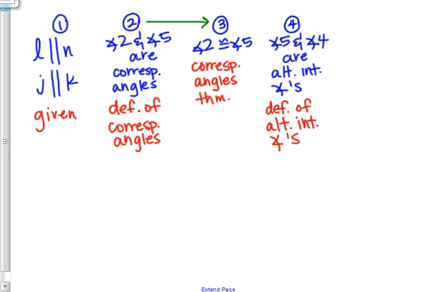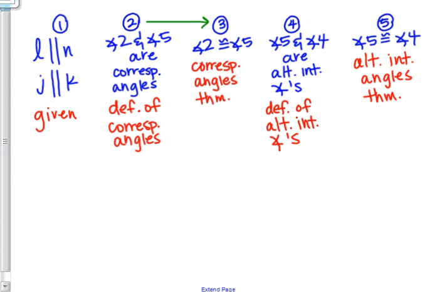All right, and then I can make a conclusion about the relationship between those two. So if I know that 5 and 4 are alternate interior angles, then I know that they're congruent because there's a theorem that states that. So 5 is congruent to 4, and that's the alternate interior angles theorem. All right, and then I can draw another arrow between 4 and 5. Okay. Then step 6, my final step.